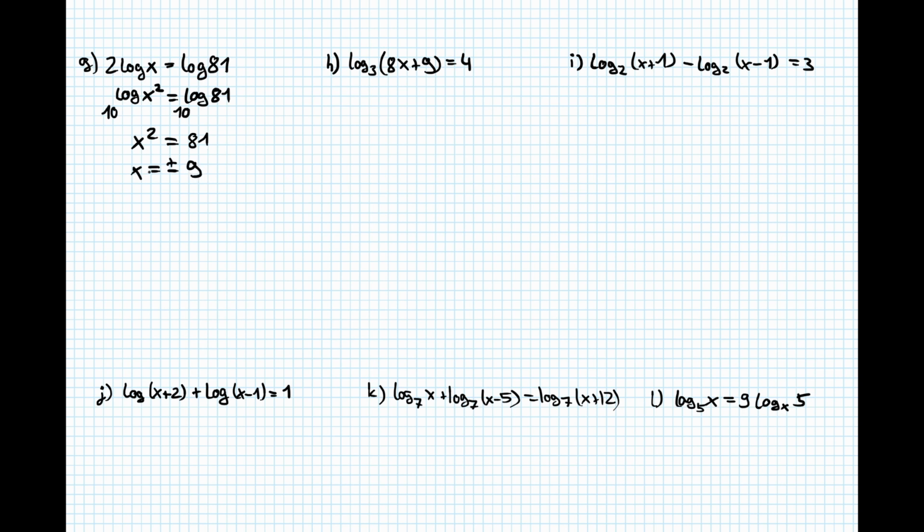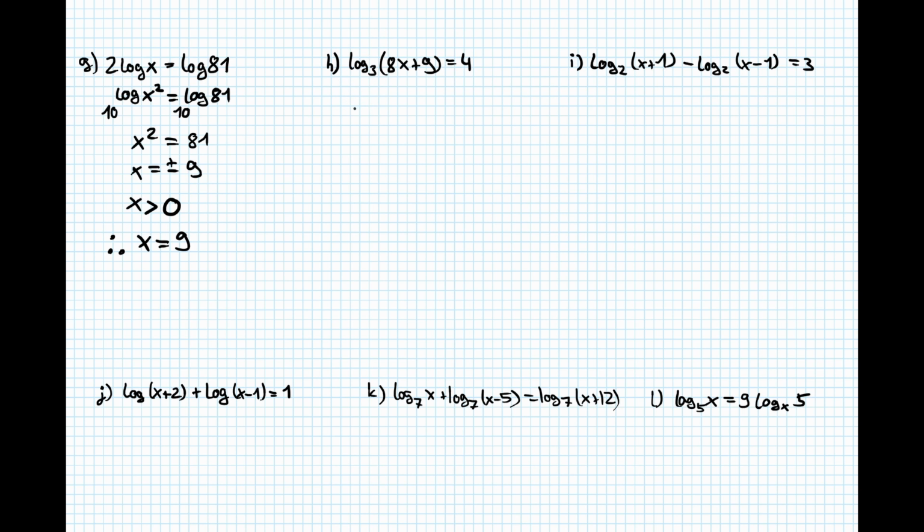And now here you have to be careful. If you look at the log, you might know that x always has to be bigger than 0 from the definition of a logarithm. So therefore our solution can be only positive, so we have x equals 9 and not negative 9.